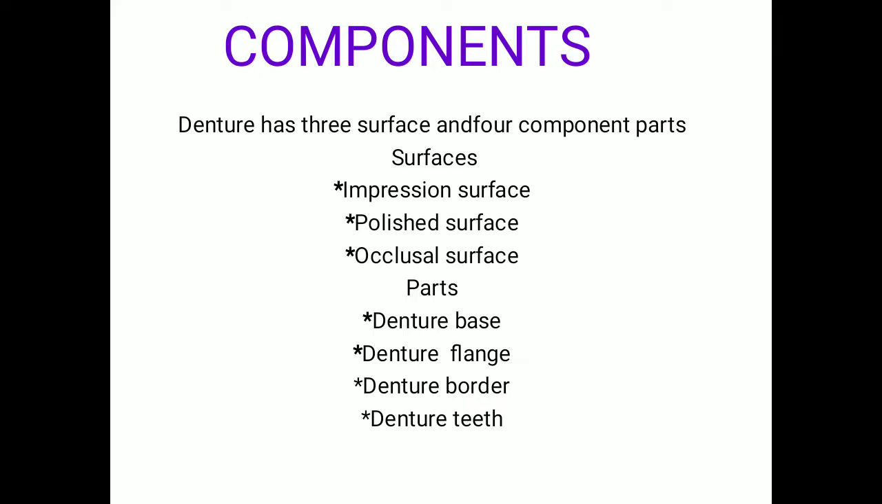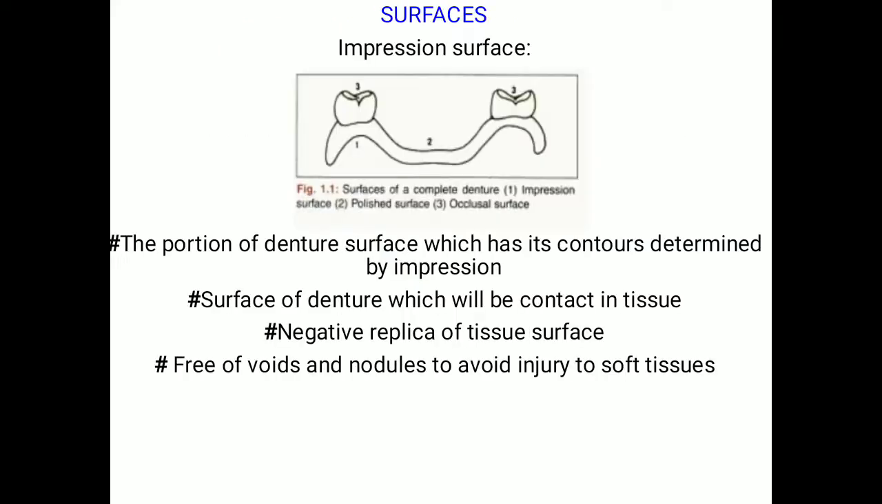Next we go into the components of complete denture. A denture has three surfaces and four component parts. First, let's go into the surfaces. The surfaces are the impression surface, polished surface and occlusal surface, and the parts are denture base, flange, border and teeth.